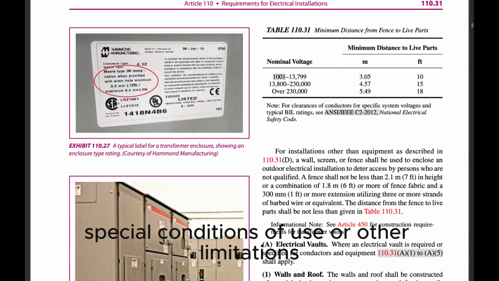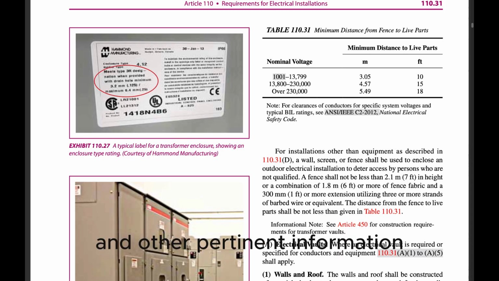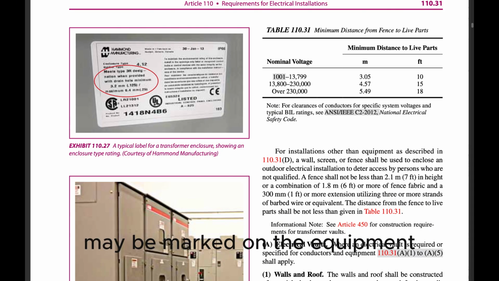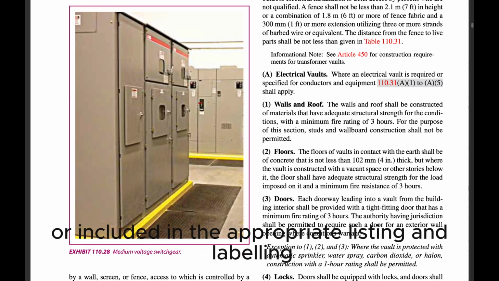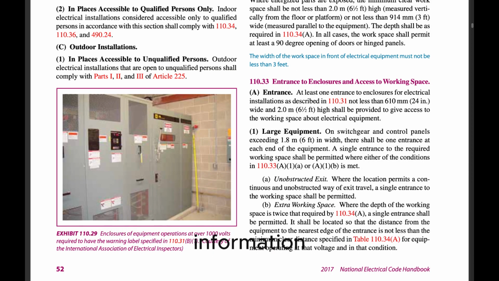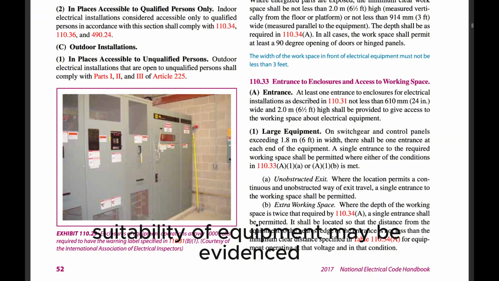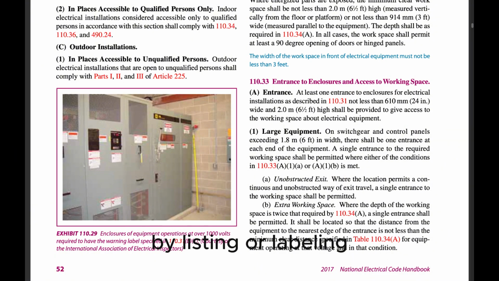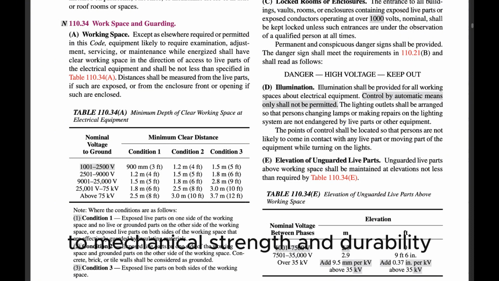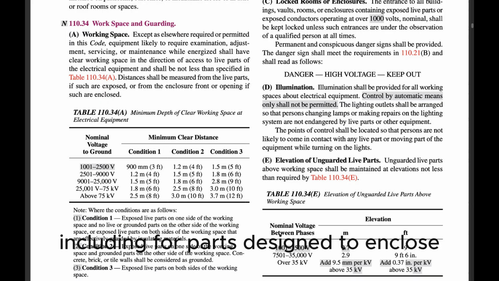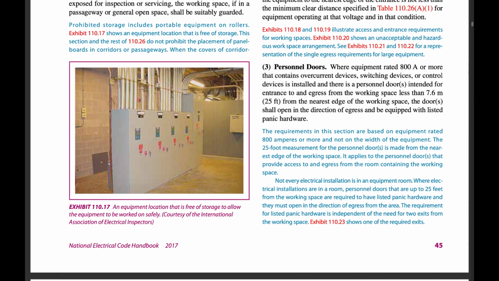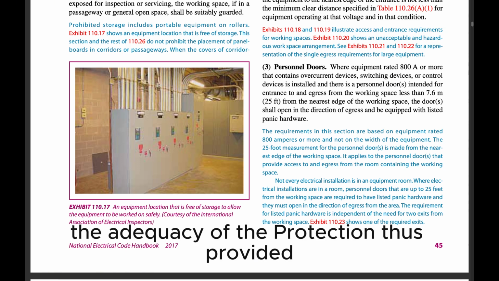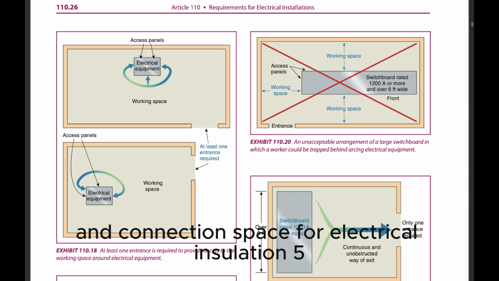Special conditions of use or other limitations and other pertinent information may be marked on the equipment, included in the product instructions, or included in the appropriate listing and labeling information. Suitability of equipment may be evidenced by listing or labeling. 2. Mechanical strength and durability, including, for parts designed to enclose and protect other equipment, the adequacy of the protection thus provided. 3. Wire-bending and connection space.